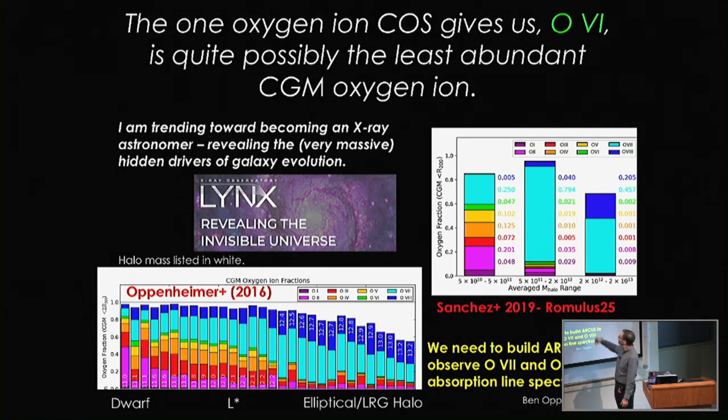And others, Nicole Sanchez, I worked a little bit with her, and I was not on this paper, she used Michael Tremmel's Romulus 25 simulation to compile these statistics, and in fact, she might find more oxygen 7, suggesting that to get a full census of metals, you either need to build Links, which would be great, that's something I'll talk about throughout today, or maybe something like Arcus.